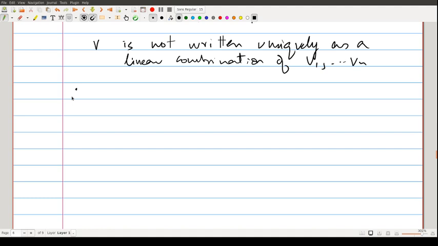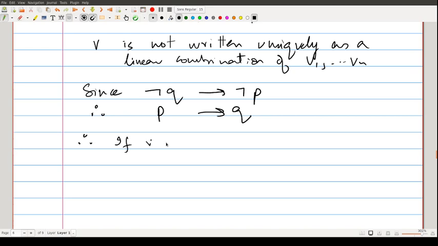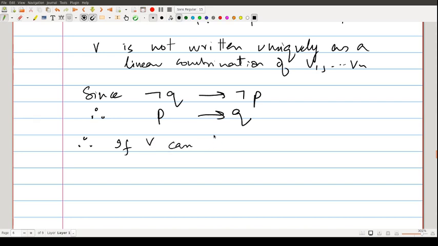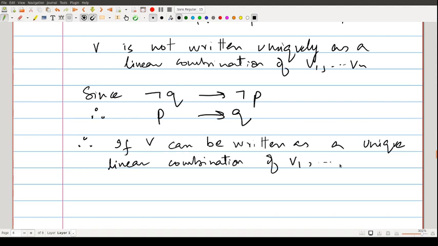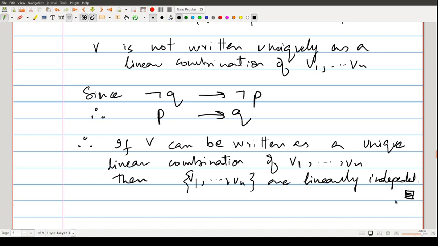then you've shown that, since negation Q implies negation P, therefore P implies Q, and therefore we have that if V can be written as a unique linear combination of V1 to Vn, then V1 to Vn are linearly independent, and that completes your proof.